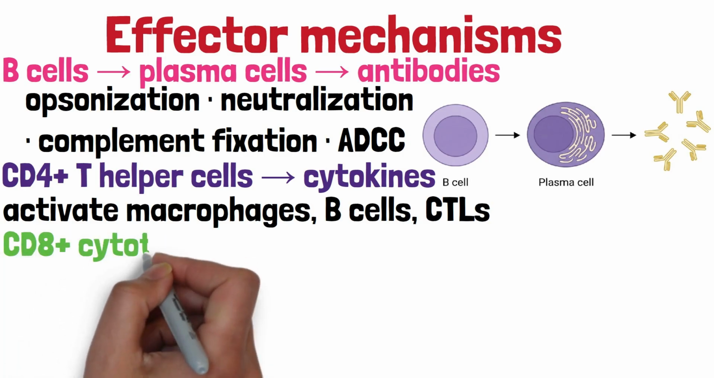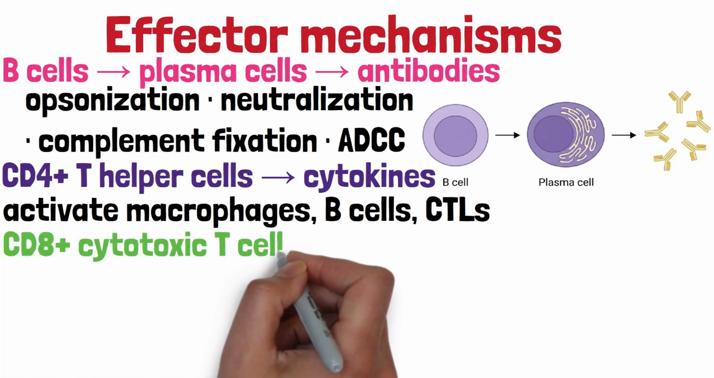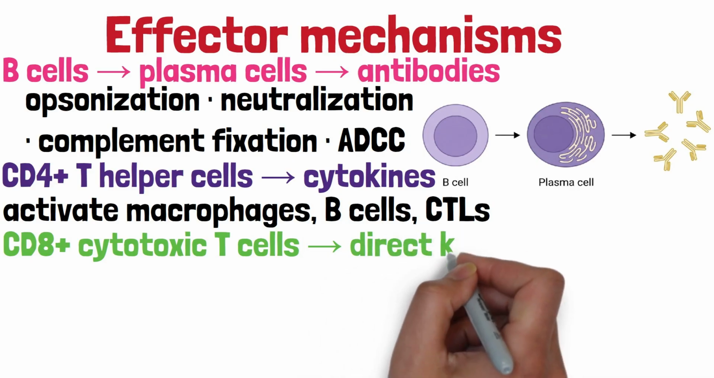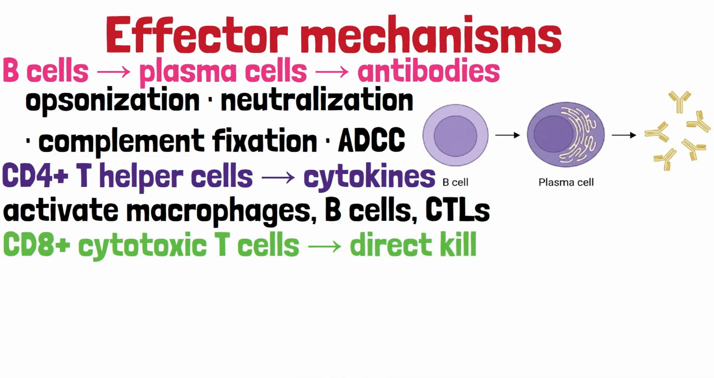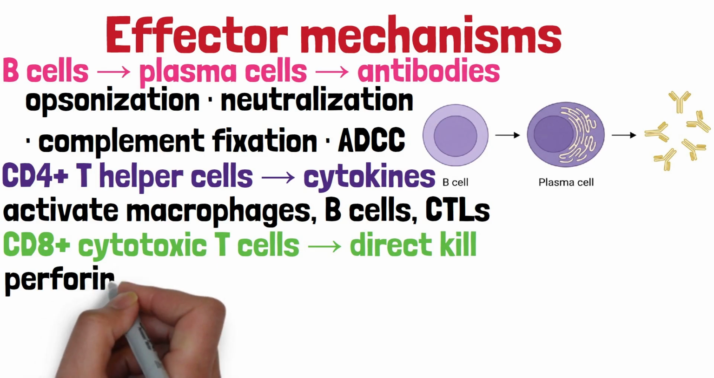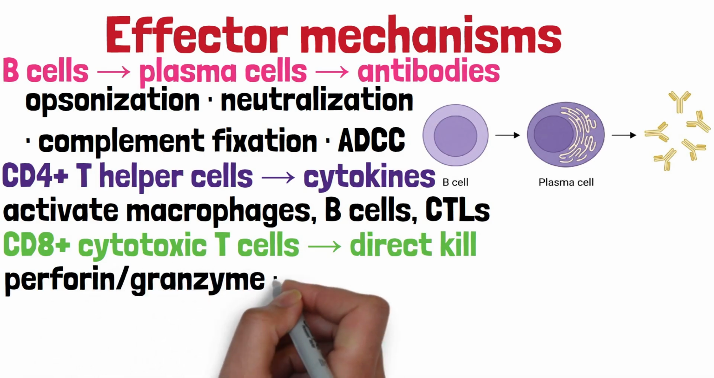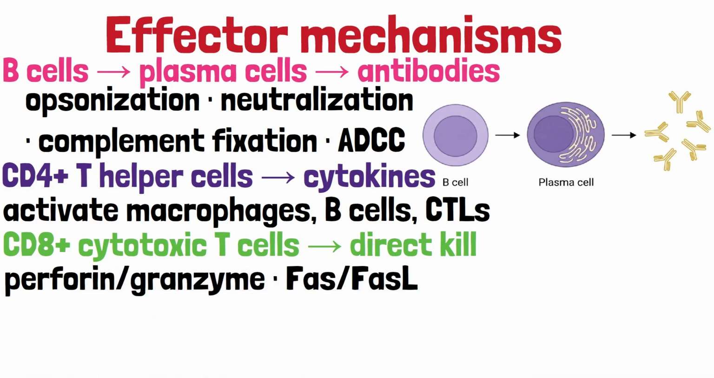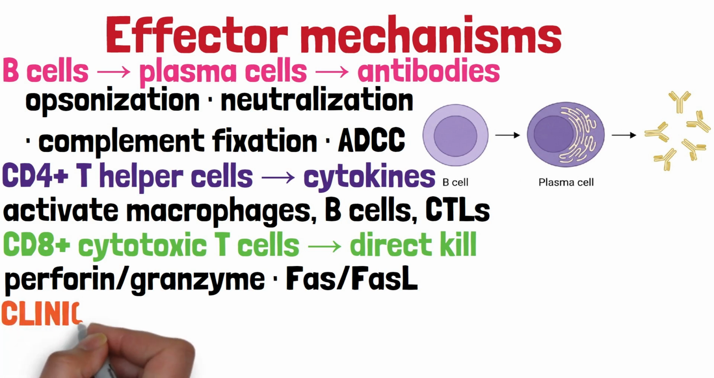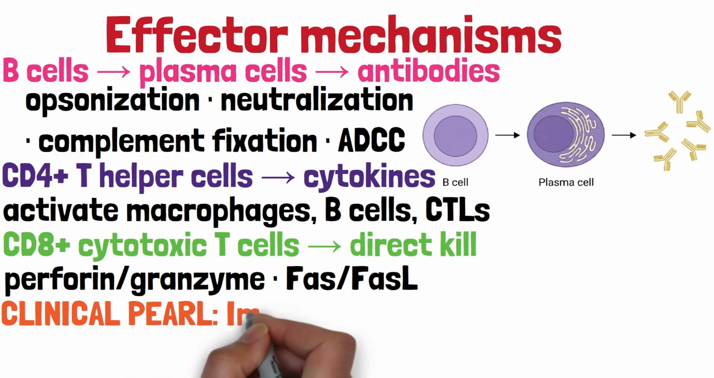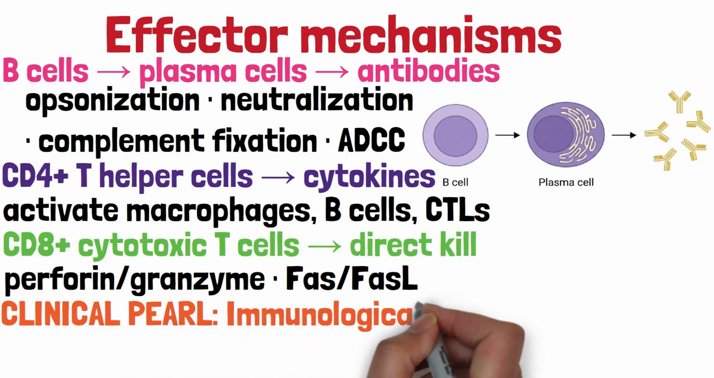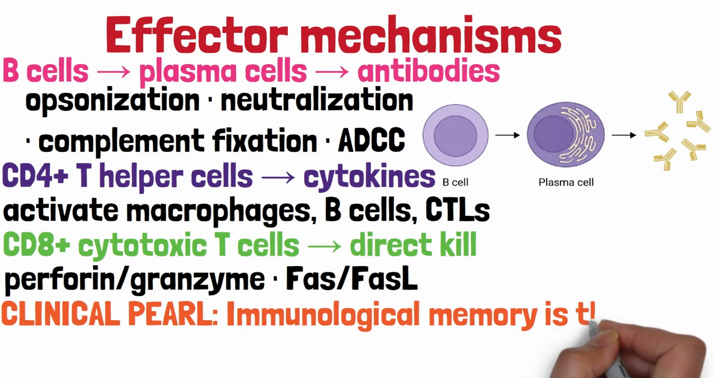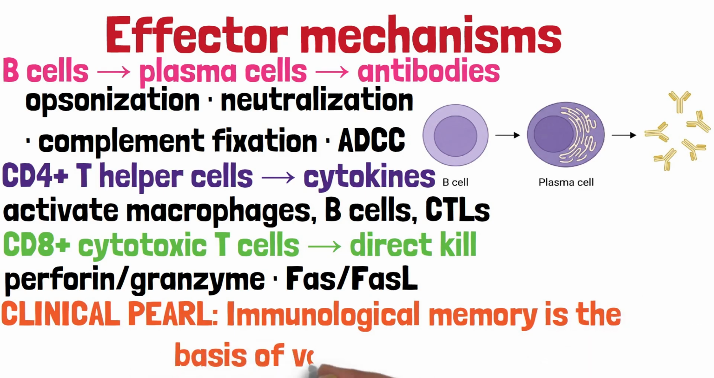Then you've got CD8-positive cytotoxic T cells, which kill infected or malignant cells directly through two mechanisms: perforin and granzyme, which punch into the target cell, and the Fos/Fosl pathway, which triggers apoptosis from the outside. And this is exactly why immunological memory is the basis of vaccination. Secondary responses are carried by long-lived memory T and B cells, and by plasma cells that are already primed to pump out high-affinity antibodies.